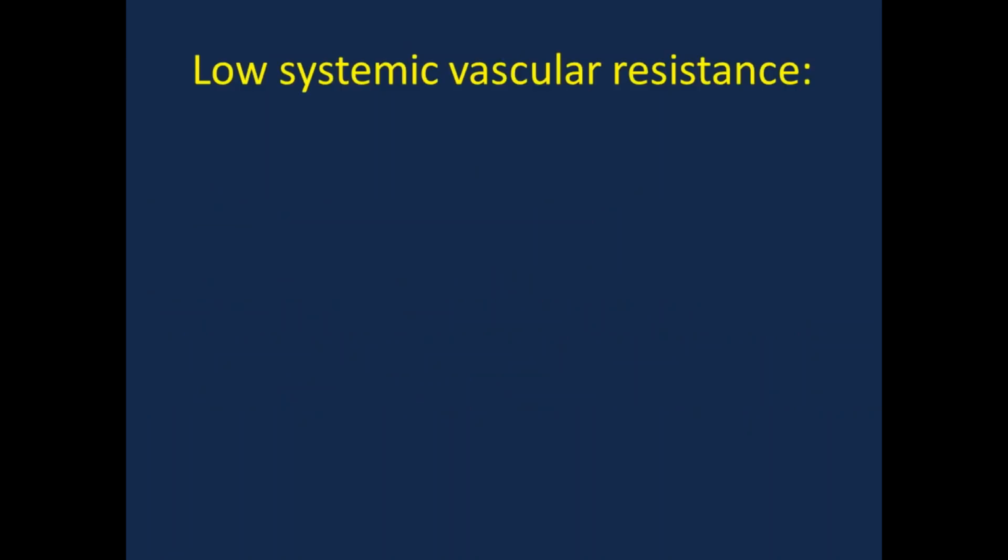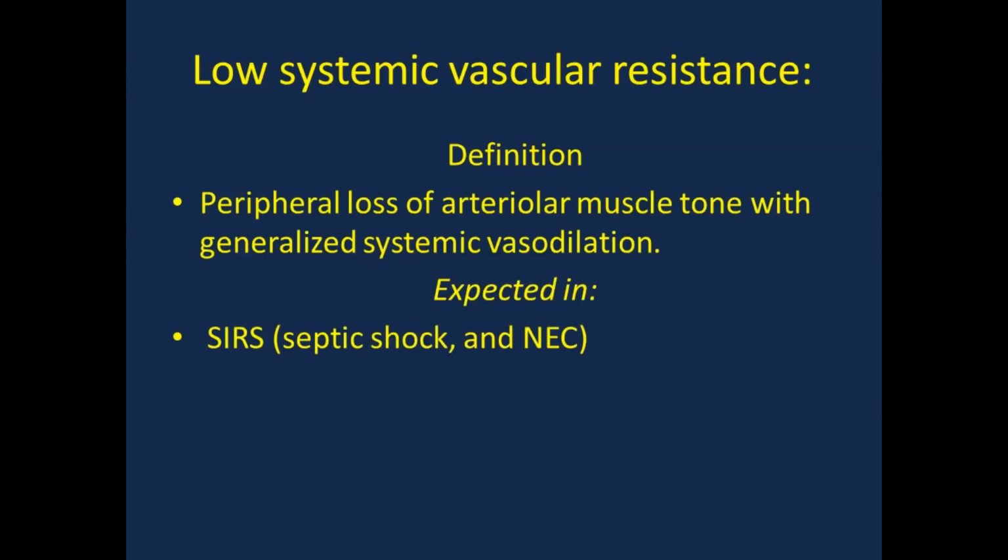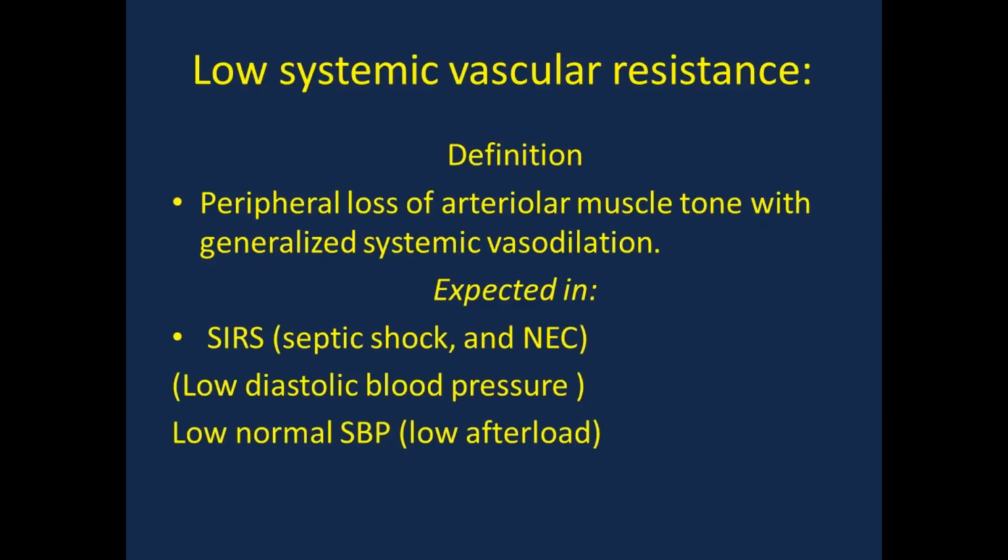What about low systemic vascular resistance? That's one of the most common reasons of hypotension in our population. It is peripheral loss of arteriolar muscle tone with generalized systemic vasodilatation. Expected in systemic inflammatory response syndrome like septic shock or NEC. You have low diastolic pressure. In this situation, you have low or normal systolic blood pressure, low afterload, and normal pulse pressure.